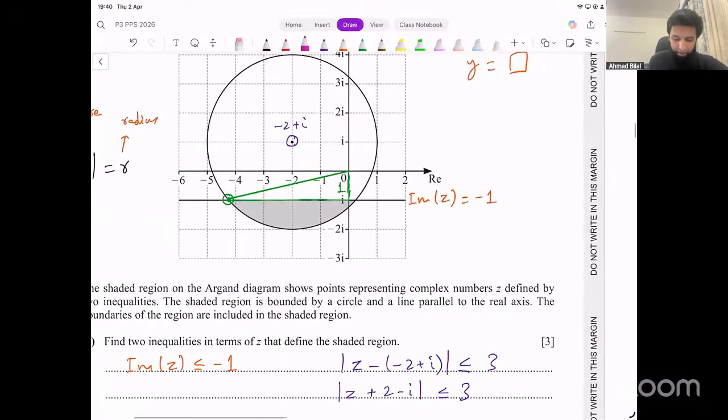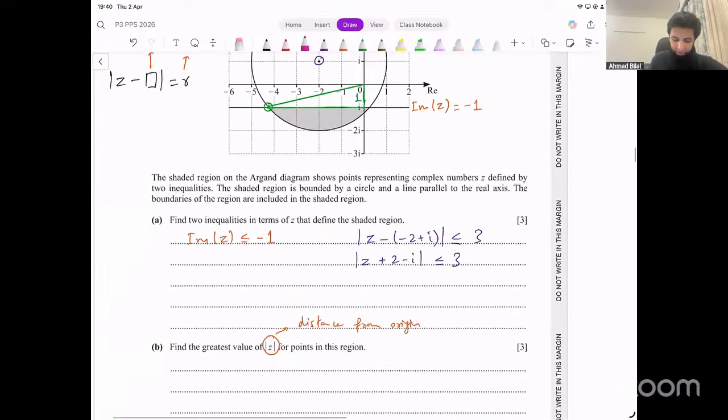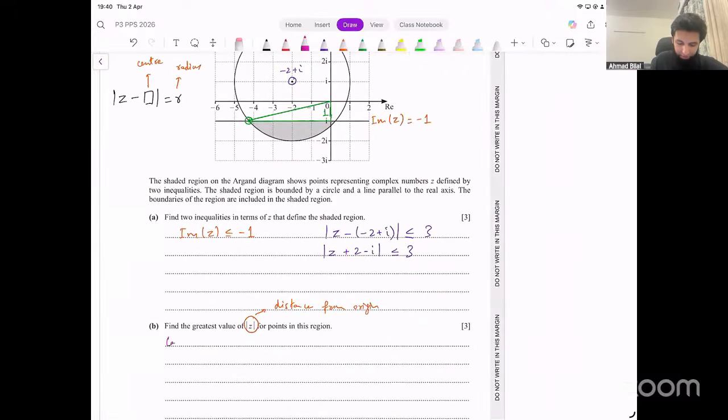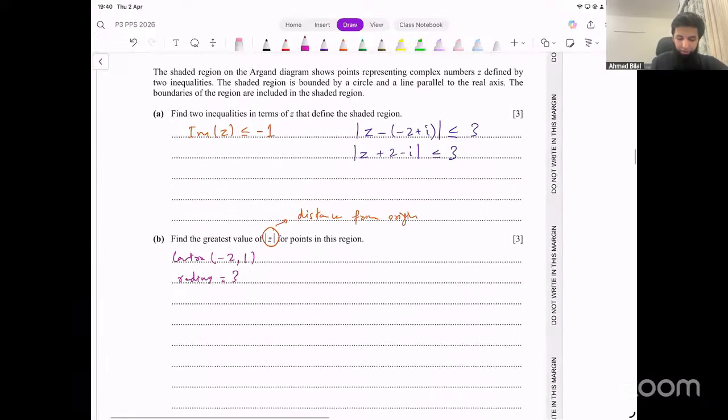The center has coordinates, let me write that down here, -2 and 1. These are the coordinates of the center. Radius is 3. Can we write down the equation of the circle in coordinate geometry form? What would that be? X minus a whole squared. That means x minus -2, which becomes x plus 2 whole squared, plus y minus 1 whole squared equals 3 squared. That will be the equation of the circle.